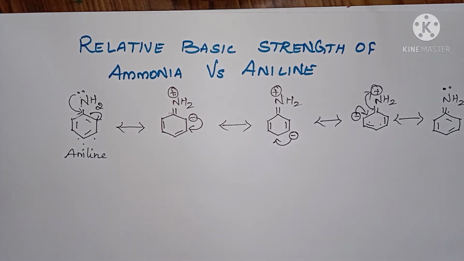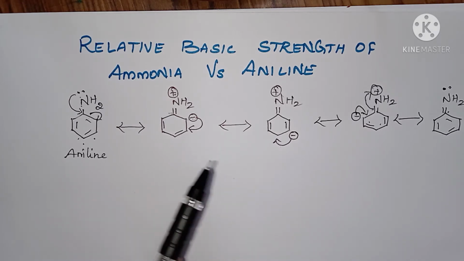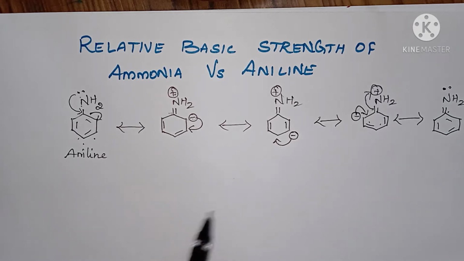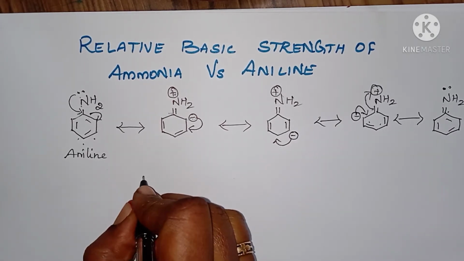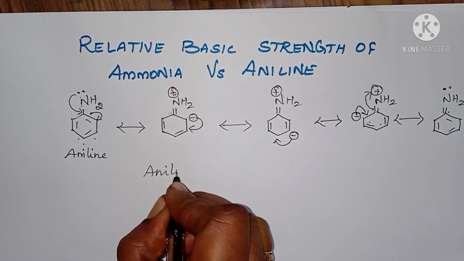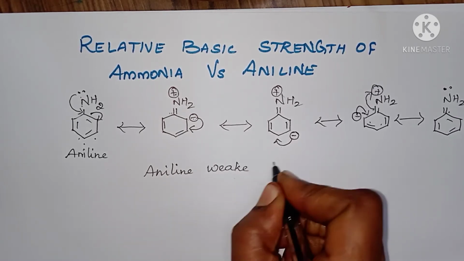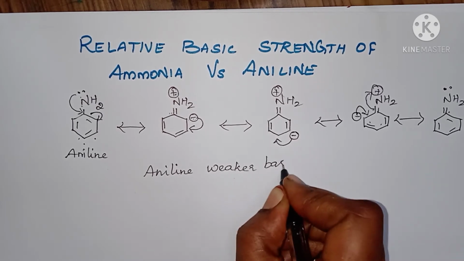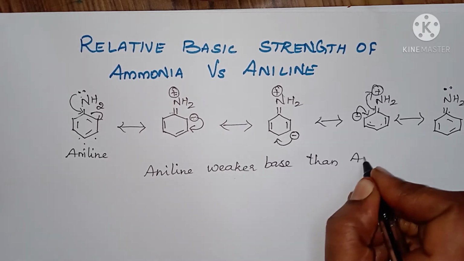Now, the lone pair of electrons of nitrogen is partially withdrawn by benzene, and it becomes difficult for nitrogen to donate the lone pair of electrons. This is the reason aniline is a weaker base. Now that's what I would like to tell you: aniline is a weaker base than ammonia.